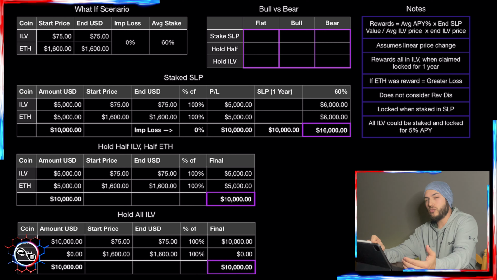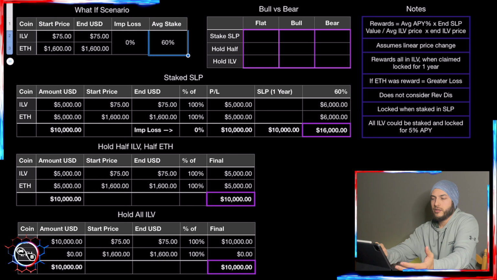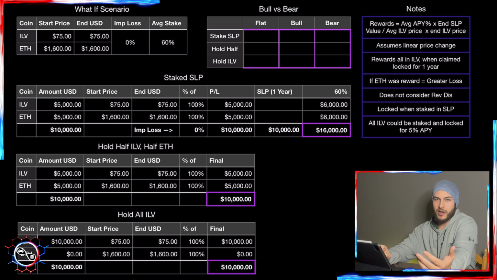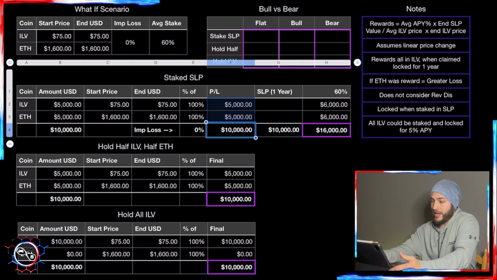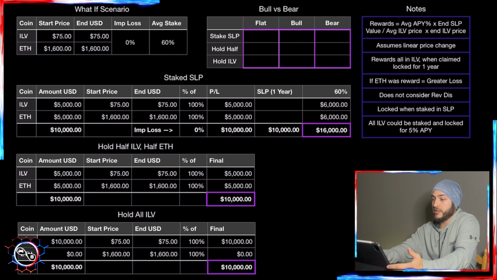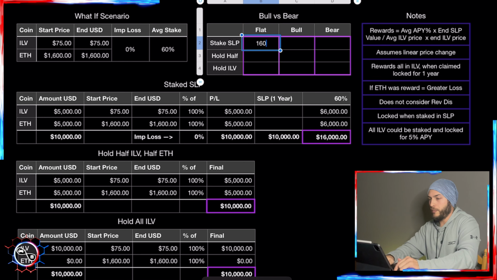And the staking pool right now is about 75%, but I'm putting a number in here to represent the average percent return over the course of the year. So if it starts at 75% and it goes down to about 45% by the end of the year, throughout the year you make an average return of 60% on that. So if you stake this in the SLP pool, your stake is going to remain 10,000 at the end, and you will have made 6,000 in ILV. So you would have a total of $16,000. So we'll put that in there.